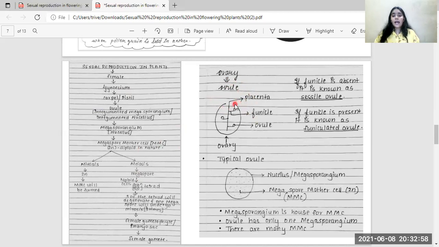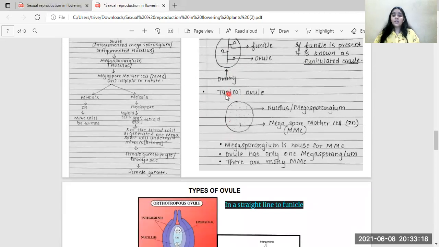The ovary has the placenta, funicle, and ovule. The small portion over here is known as the ovule. If the funicle is absent in the ovary, it is known as sessile ovule, and if the funicle is present, it is known as funiculated ovule. So here, this is the funiculated ovule. The typical ovule looks like this.